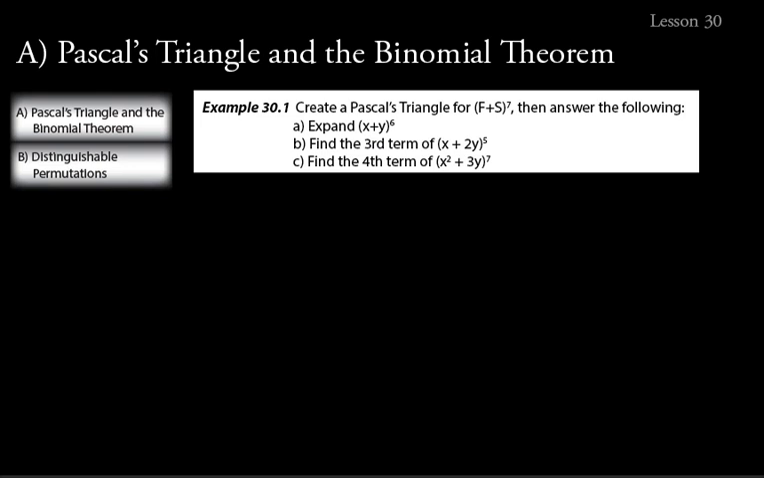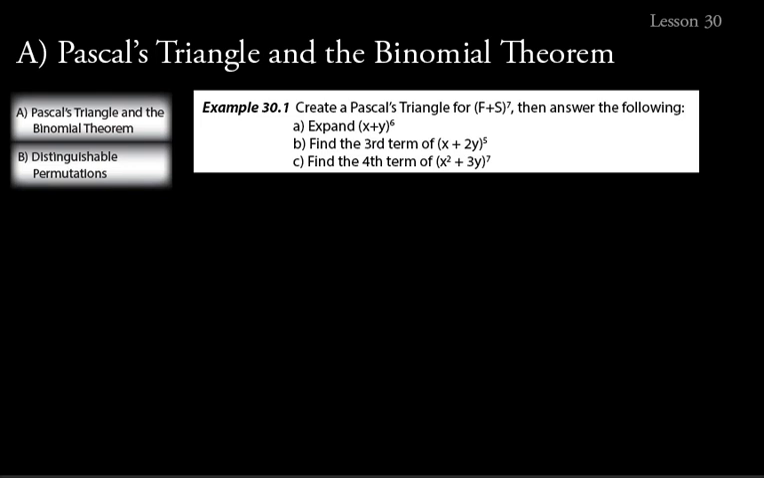Example 30.1. Create a Pascal's triangle for f plus s to the 7th. Then answer the following. Now we did say as a general rule you use it to f plus s to the 6th, but let's just do it to the 7th here just for practice. So just go ahead and create that Pascal's triangle. Try to do this on your own, pausing the lesson.